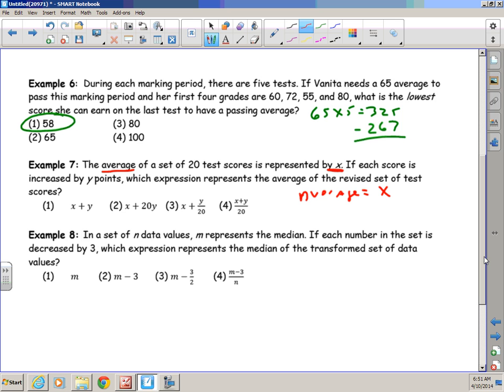So what's going to happen? My new average goes up by y because I'm increasing each score. That's the key, each is increased by y. So my overall average is going to go up the same. All right, and then finally, in a set of n data values, m represents the median. If each number in the set is decreased by 3, what happens to the new median? It goes down by 3.